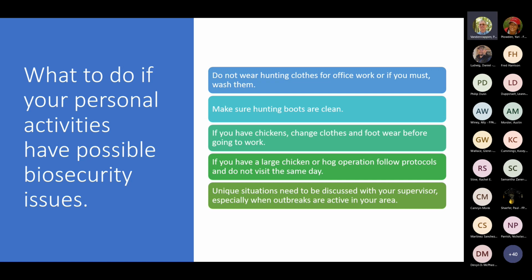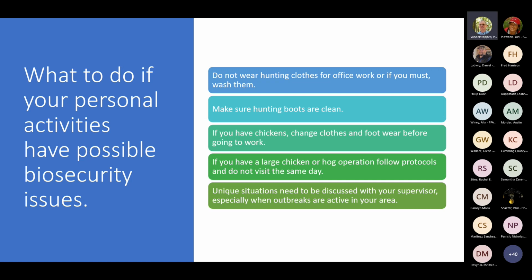If you have a large chicken or hog operation, the same protocols apply, and it's going to be a challenge. I don't know if anybody's run into that problem, but certainly if you're working a chicken operation that morning, you really shouldn't be going to a chicken operation at work that day. These weird situations probably need to be discussed with your supervisor, but I'm just trying to raise awareness that this is a possible source of biosecurity risk.